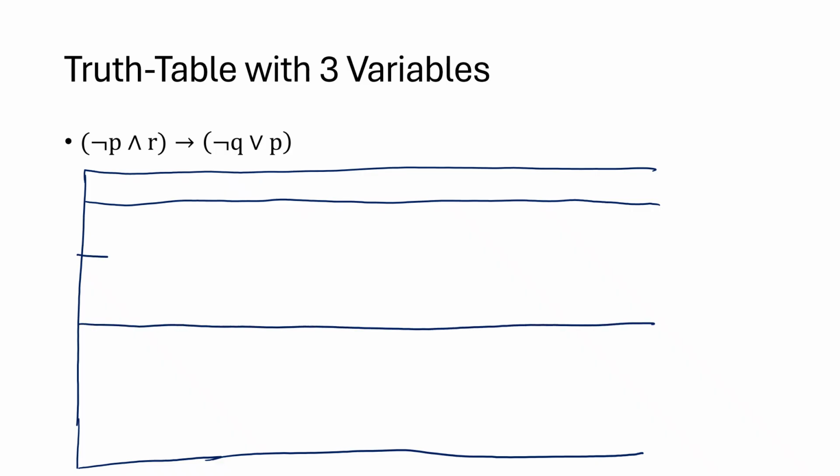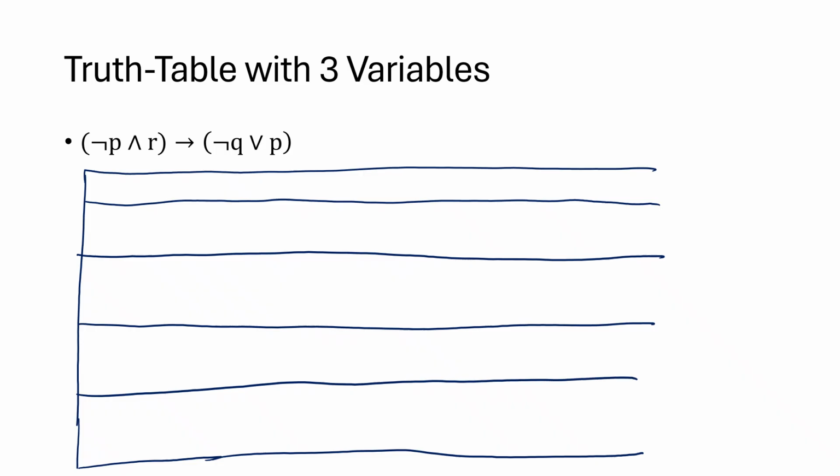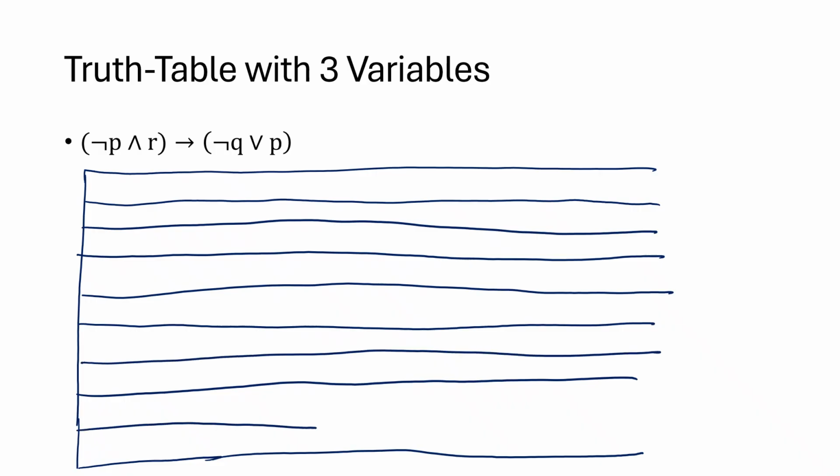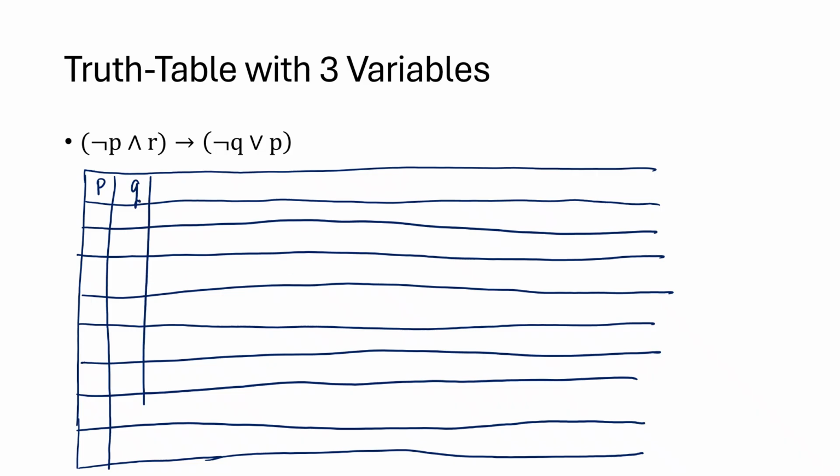Okay, it's not going to look very nice, but that's all right. So here are the 8 rows. And if you remember, I said that we always need columns, 1 for each variable. So I need a column for P, I need a column for Q, and also I need a column for R.